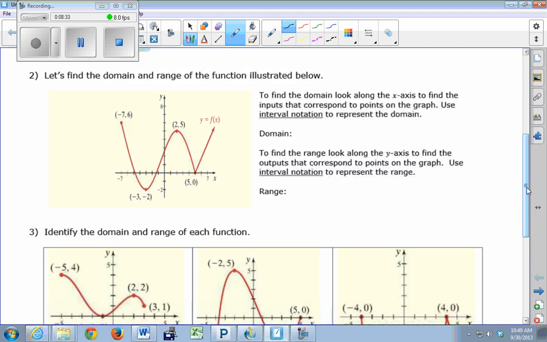Okay, so let's find the domain and range on the function illustrated below. So Adam, you want to read this for us? Okay, so the first thing I notice is I go as far to the left as I possibly can, and I notice that I have this point called -7,6. There's nothing to the left of -7, so the function is not defined to the left of -7, and there's a solid dot at -7,6. So that means my interval will begin at my x value called -7 when I'm listing the domain. So I'm going to start at -7.